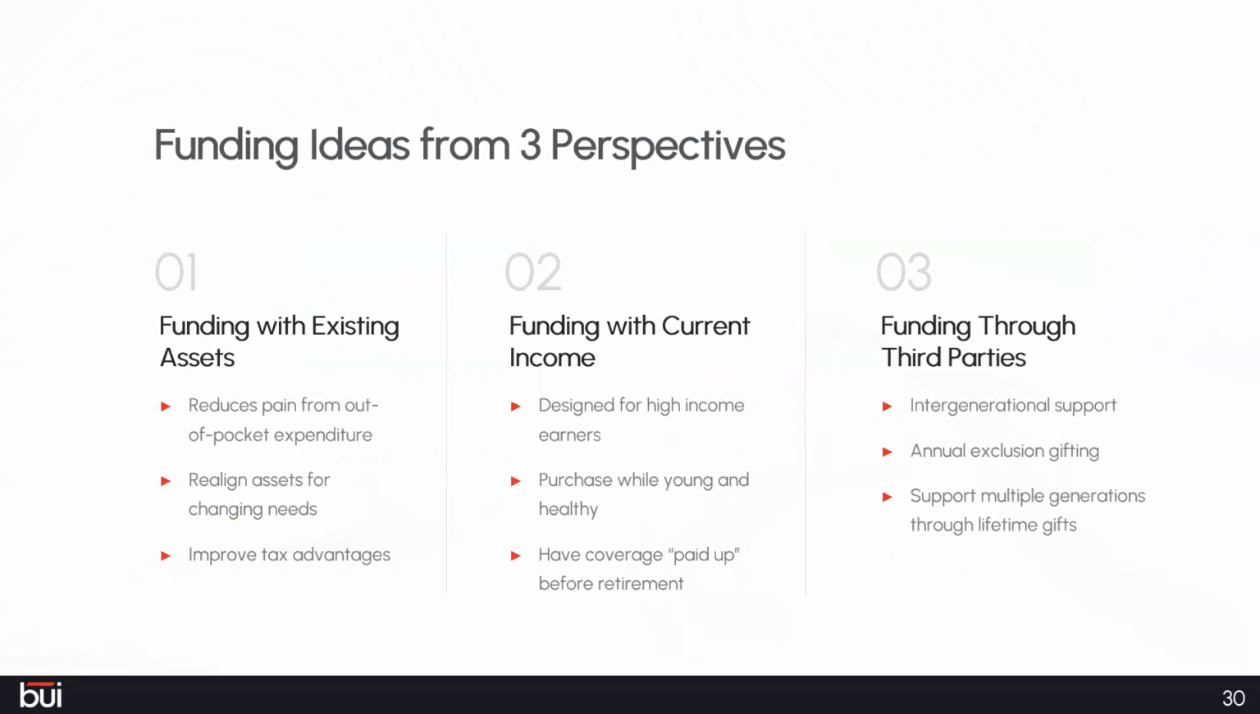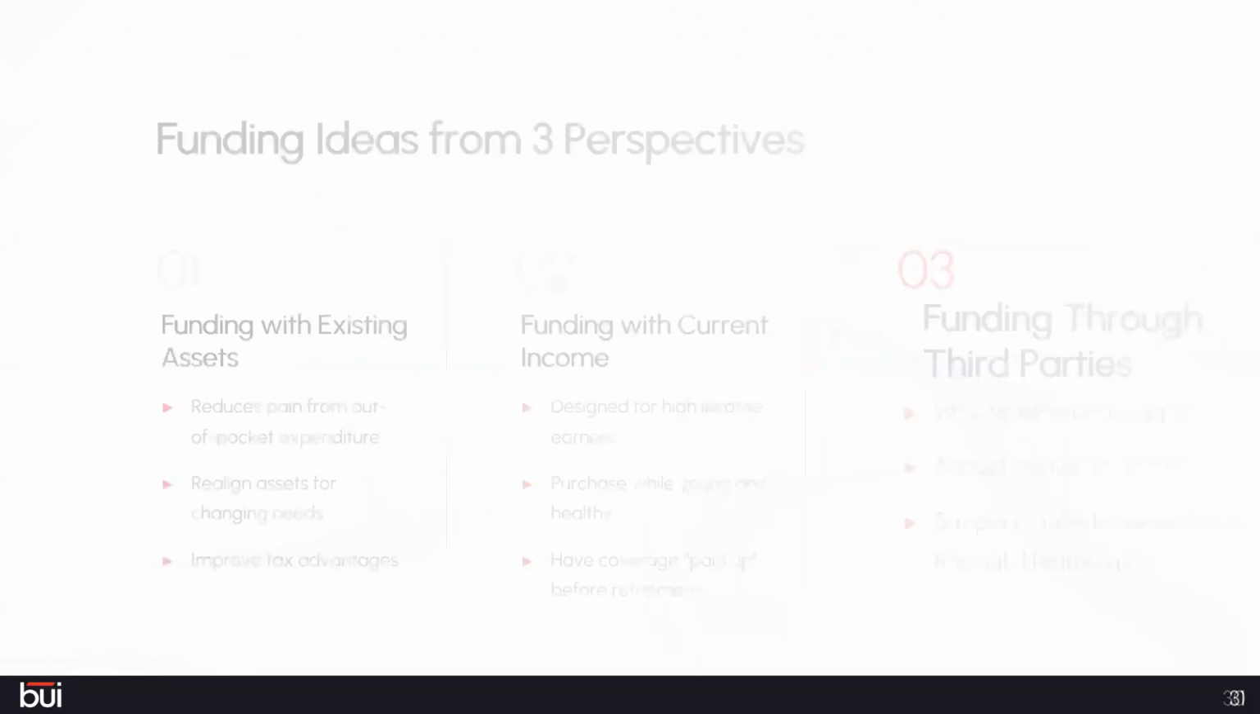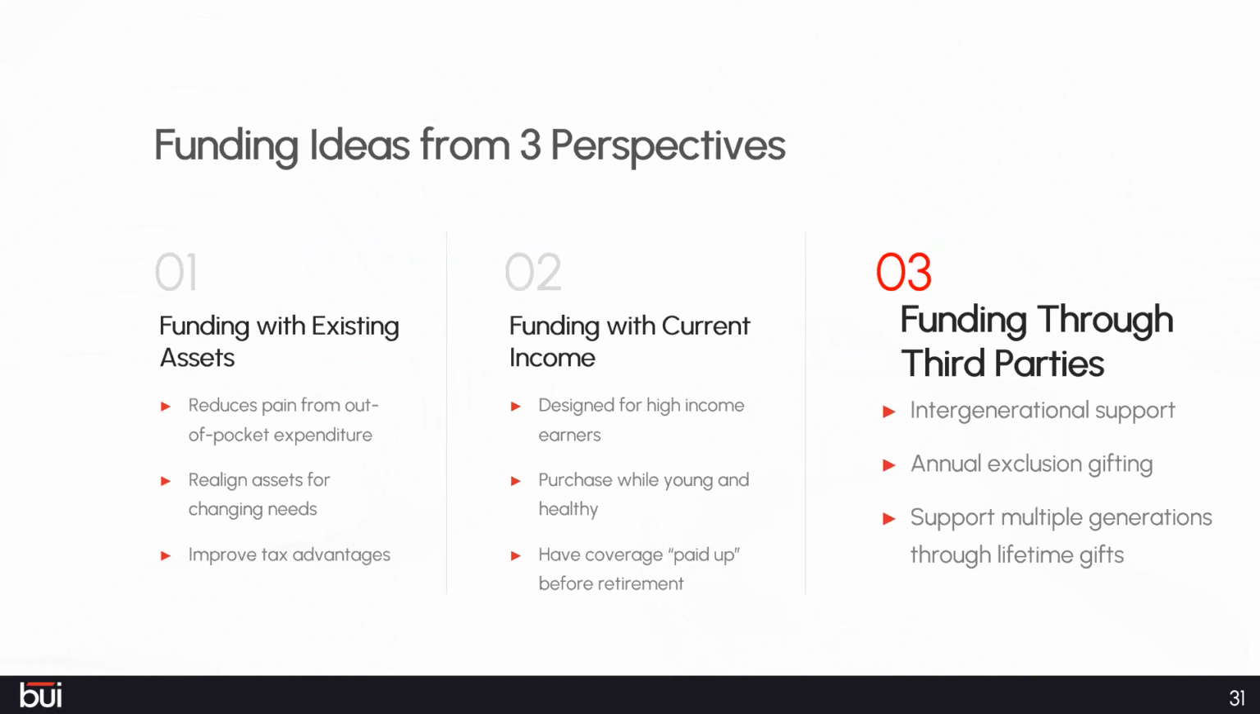Okay, so now we've talked about funding with existing assets, funding with current income, and we move into funding through third parties. What's better than funding with existing assets or funding with existing income? Having somebody else pay for it, right? So let's look at a few scenarios there.